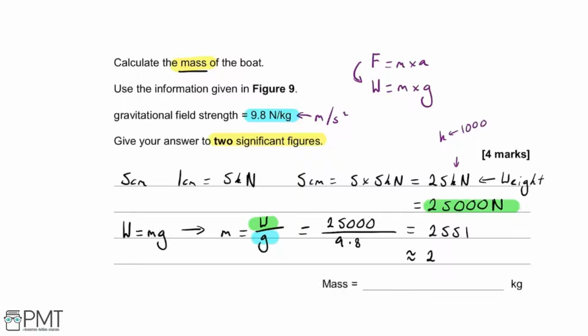So we would round that to 2,600 because our second significant figure is the 5 here. Third is this 5, and because that's 5 or above, we round up to 6, so 2,600. And that is the mass, 2,600 kilograms. And as I said, the standard unit for mass is kilograms, so we don't need to worry about converting it into any other units.